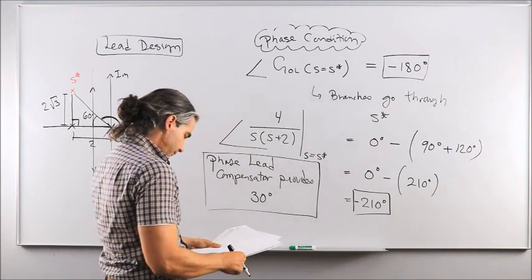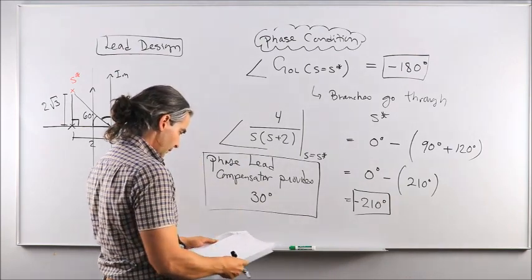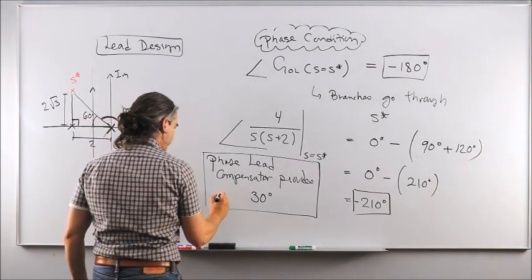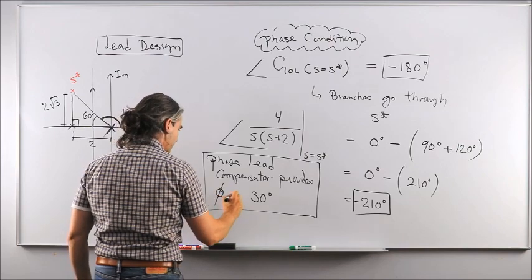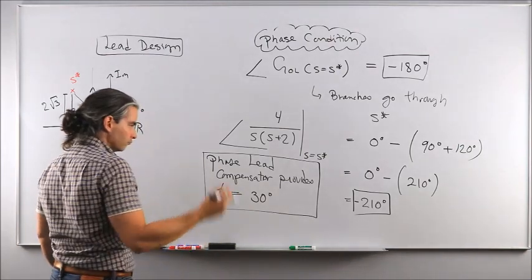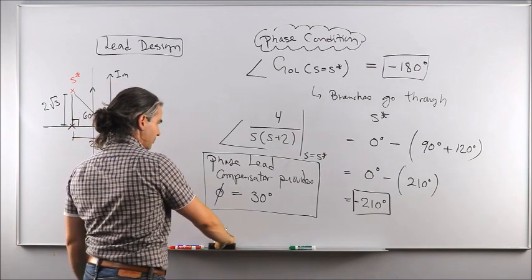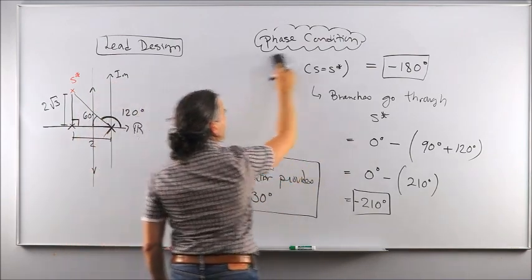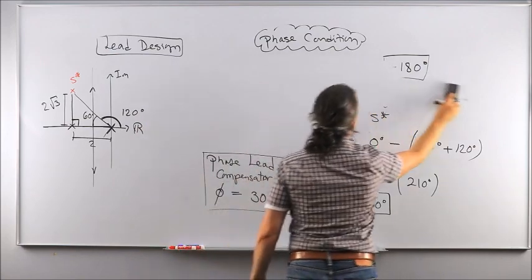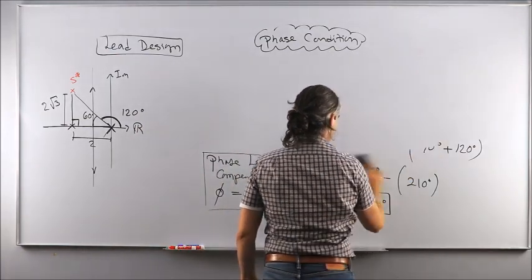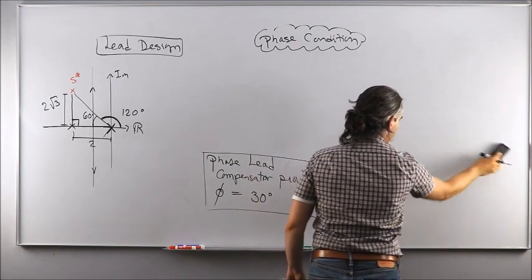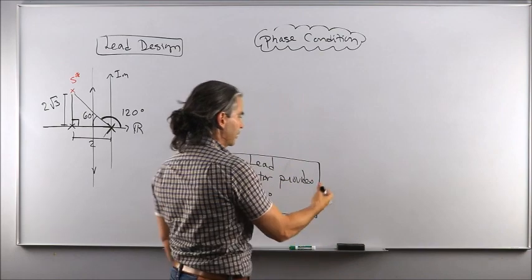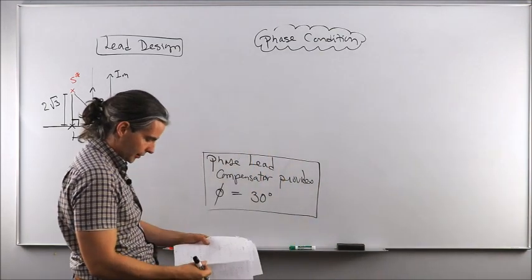Did I give it a name? Yeah, I think the phase provided by a phase lead is going to be denoted by phi for no good reason. But that's what it is, okay? So phi, 30 degrees, provided by the phase lead compensator to overcome the fact that we are deficient in phase, right? We are missing 30 degrees to end up satisfying the phase condition.